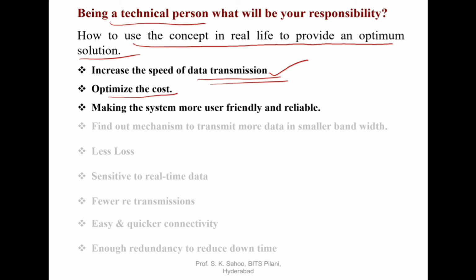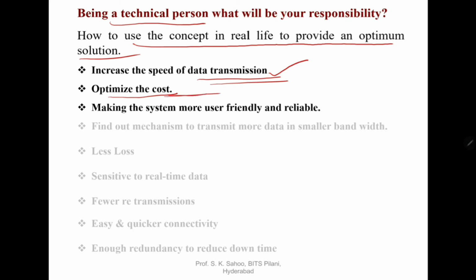Optimizing the cost. If you go 10 years back, the cost for a 1 minute call was around 5 rupees, but now it is unlimited. Because of that, the telephone penetration is so much. Each and every person is having a phone. 20 years back, there were hardly any phones in our houses.